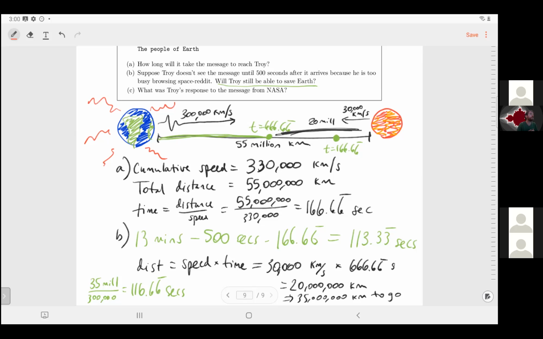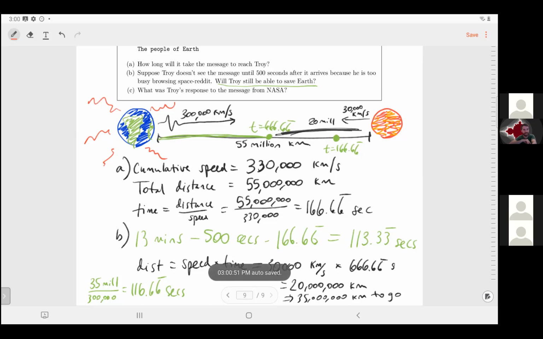Oh, and so, yeah, I guess you might think to yourself, if I'm traveling this direction at 30,000 kilometers per second, and I send a message out, maybe the message travels faster, right? At 330, because it's like our combined speed.